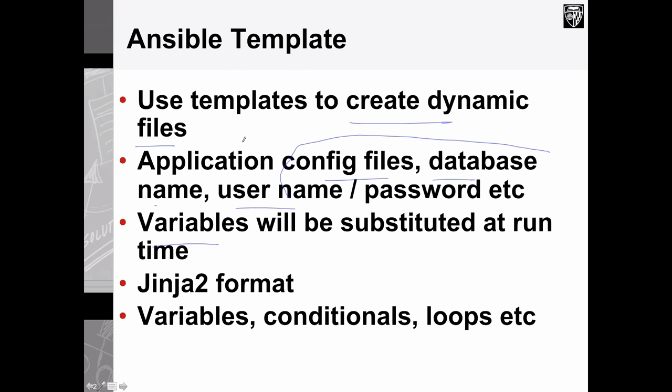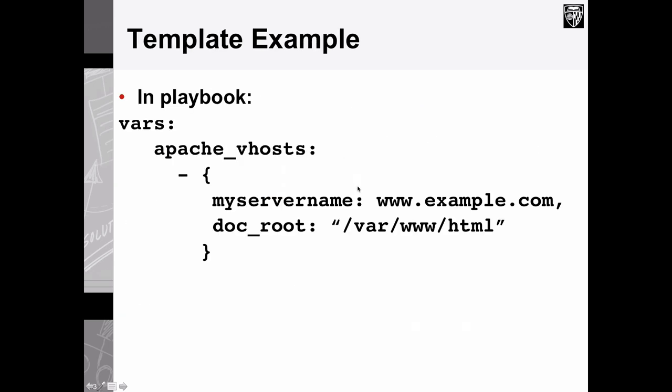And this template is written in a format called Jinja2 with the extension .j2. The Jinja2 format is a powerful templating language. It allows us to pass variables, and it allows us to run conditional loops, so you can create a very dynamic page on the fly based on the parameters you specify. So let's look at a sample template.